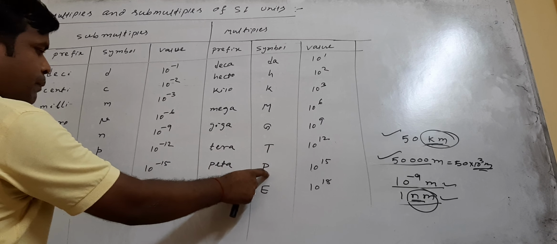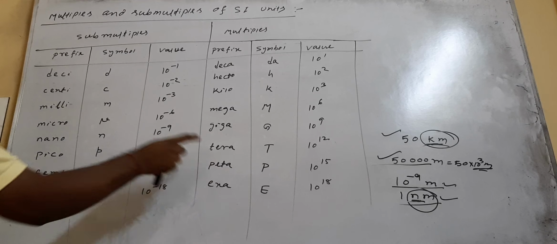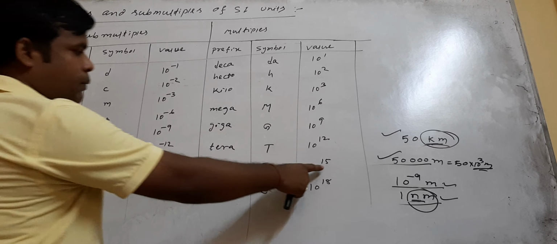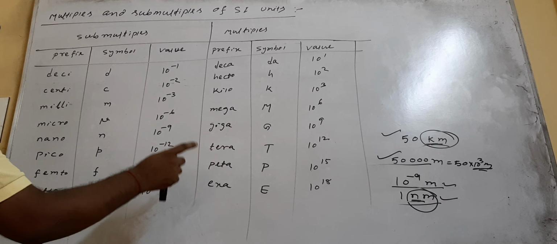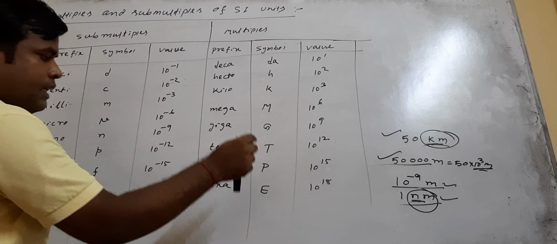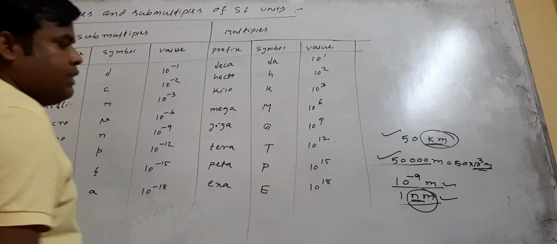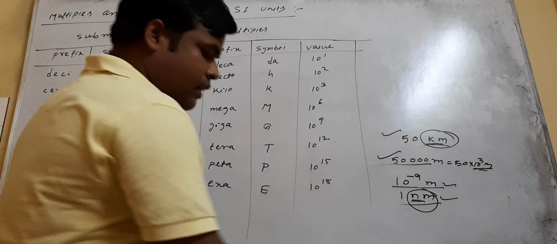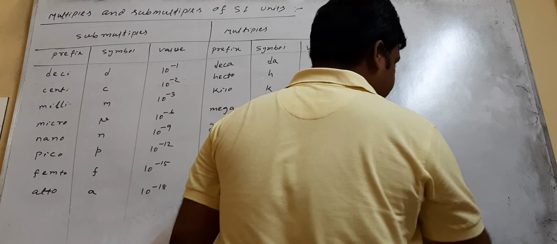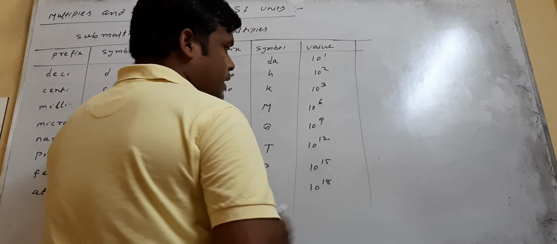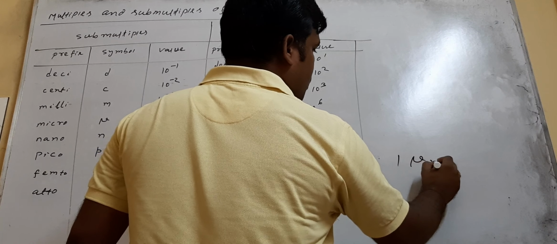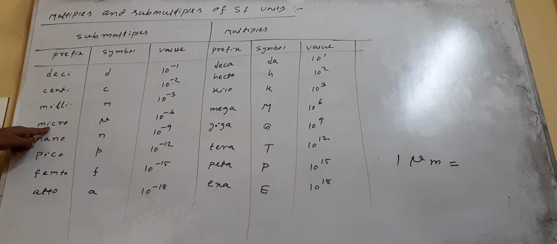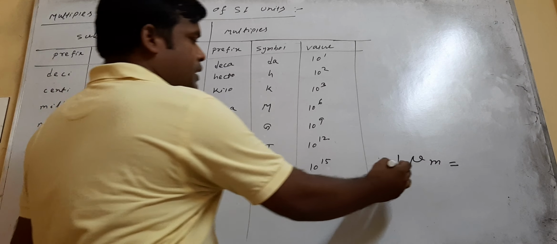Peta, capital P for peta and small p for pico. Then it is 10 to the power 15. Then exa, that is capital E, value is 10 to the power 18. So now, if I ask one micrometer, micro, you see, you have to remember these symbols.